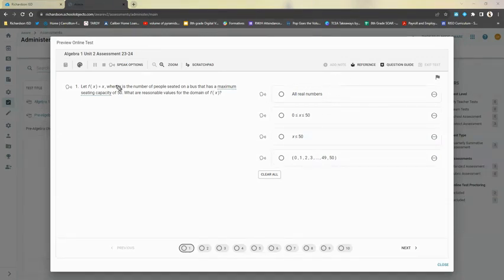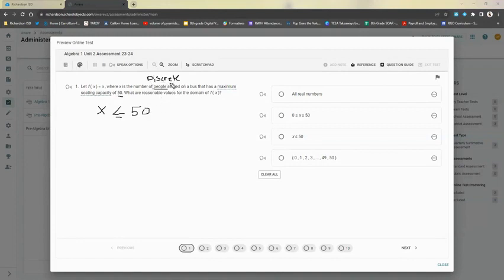So, where X is the number of people, so people is the most important thing here because this is going to tell me this is discrete data. Okay, discrete because there's no such thing as half a person. So it's going to be discrete data. Seat on a bus that has a maximum seat capacity of 50. So no more than 50. So people is going to be independent. It's going to be X. And it's going to have less than or equal to 50 people.